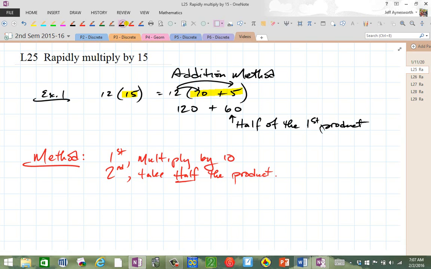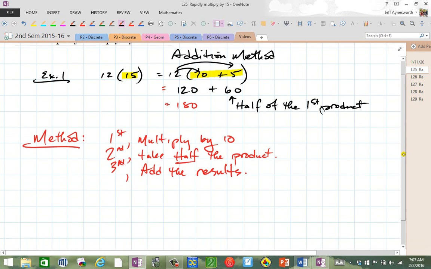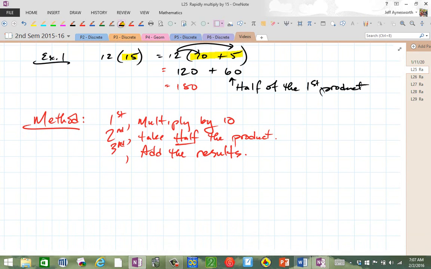And then step 3, you've got to add the results. Because 120 plus 60, well, guess what? I didn't finish the problem. That's 180. So third, add the results. And you can do that in your head, because it's going to be fairly simple. Something that you guys are going to be able to do in your mind most of the time, unless the numbers get freakishly big, which they're not in the beginning because we're trying to learn the idea behind it. So I'm not going to take anything too gnarly.